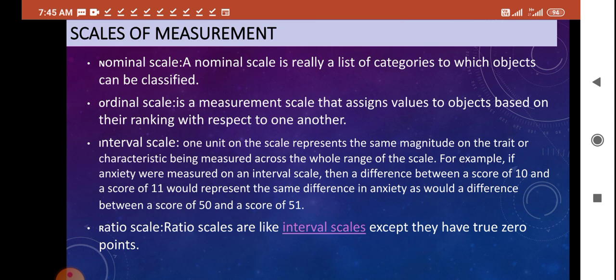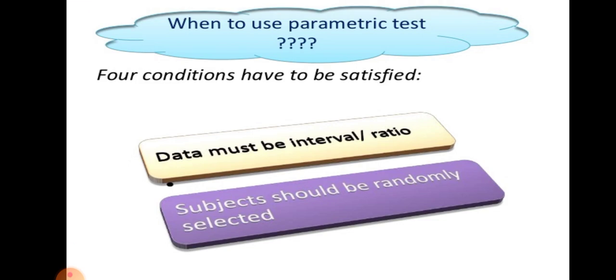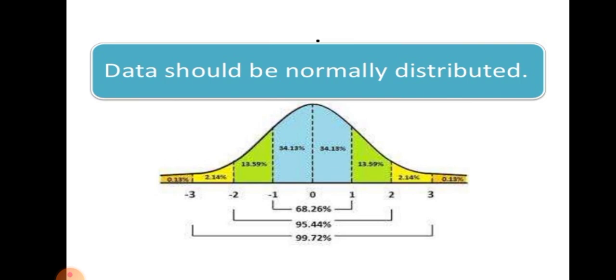What is ratio scale? Ratio scales are like interval scales, except they have true 0 points. So these four conditions have to be satisfied: data must be interval or ratio, subject should be randomly selected, and data should be normally distributed. This is the fourth condition, that data should be normally distributed.